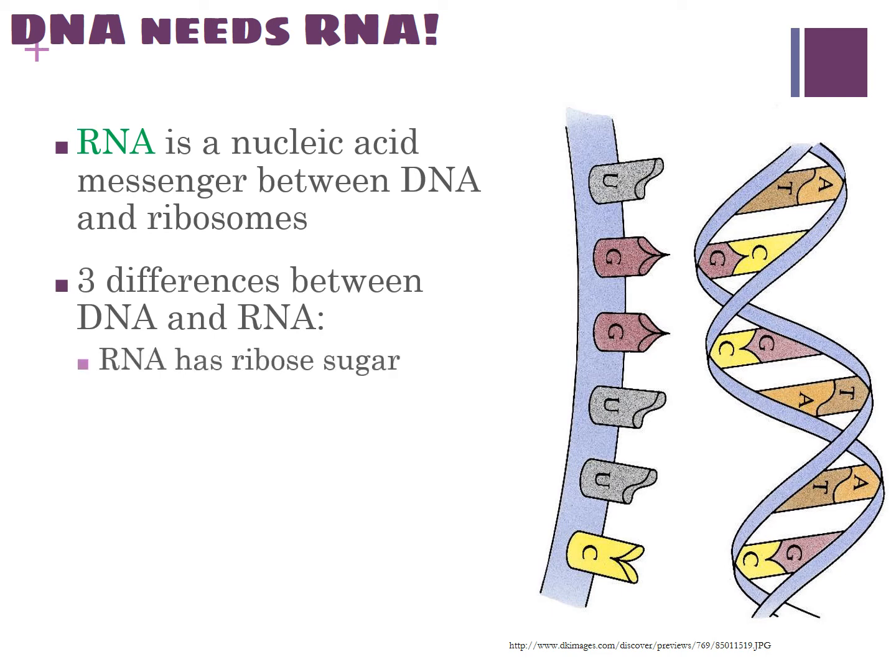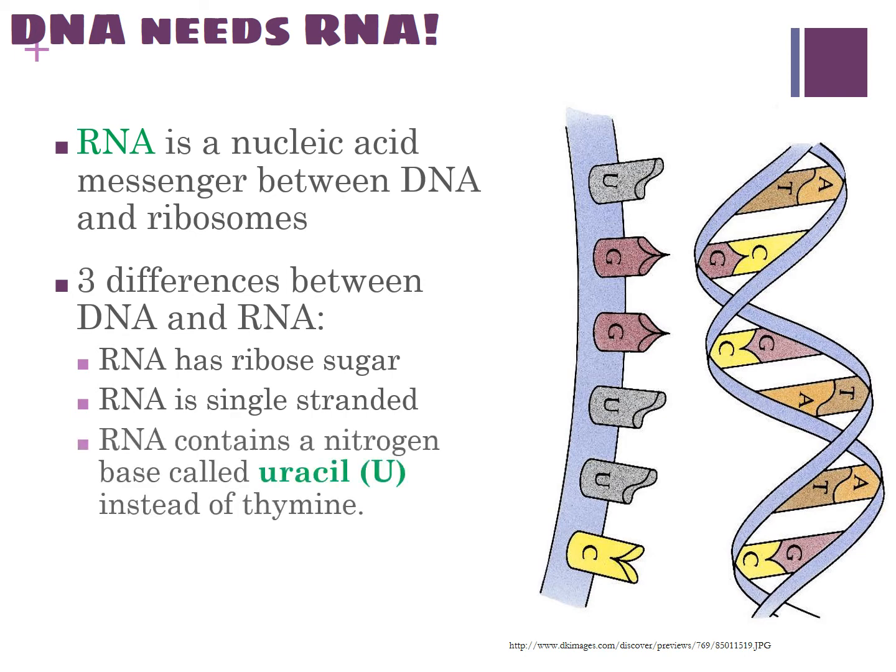RNA has a ribose sugar, whereas DNA has deoxyribose. RNA is single-stranded, whereas DNA is double-stranded. And here's something that's really important. Put a star next to this on your paper. RNA contains a nitrogen base called uracil instead of thymine. So in RNA, the base A pairs with U instead of T. That is a key thing to understand.